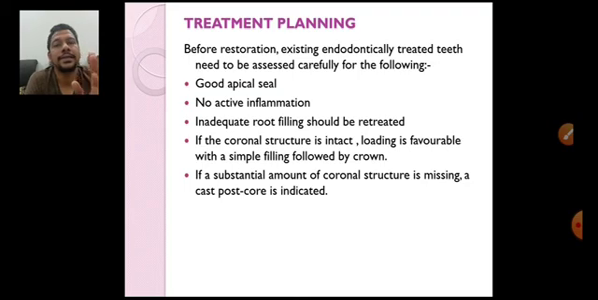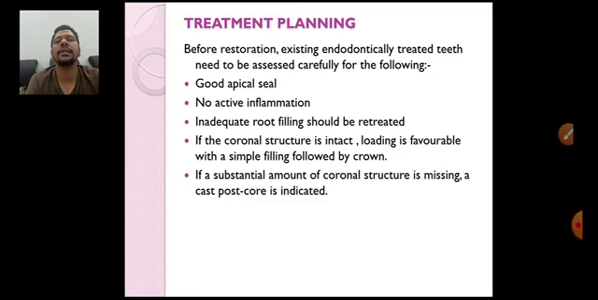So you should assess it as I told in the last slides. In an anterior tooth, the loss shouldn't exceed 25%. If the loss is more than 25%, post and core is mandatory. If it is a posterior tooth and the coronal tooth structure loss is more than 50%, post and core is mandatory before giving a crown. So you should keep this in your mind before starting your treatment.